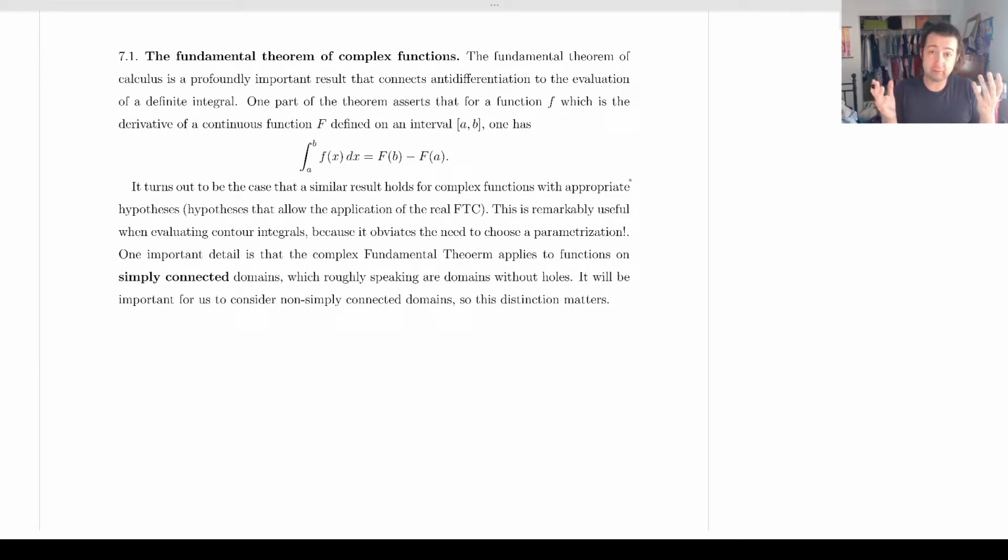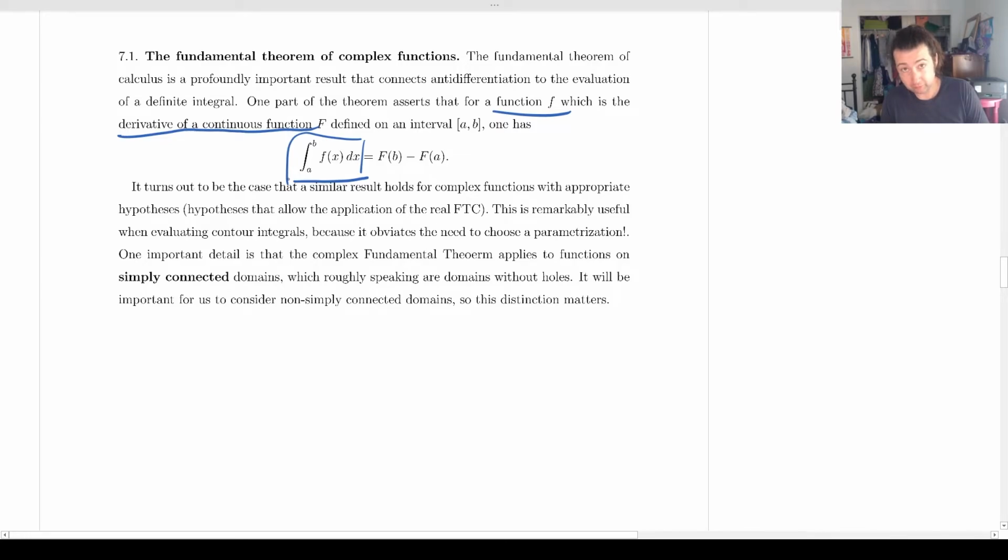It's so important we don't even name it when we use it. We just do it all the time. Every time you take an antiderivative and then plug b and a in and subtract, you've used the fundamental theorem of calculus. So what the fundamental theorem says is that if you have a function f, which is the derivative of a continuous function defined on some interval, then this number called the definite integral of f between a and b is just equal to the antiderivative with a and b plugged into it and subtracting. So this is an amazingly useful computational formula.